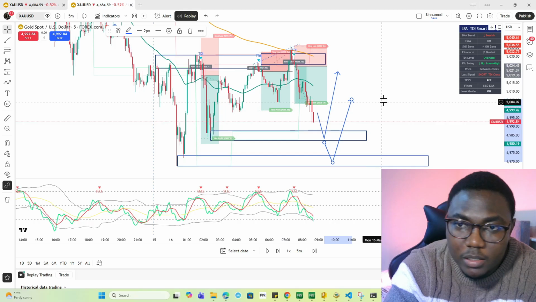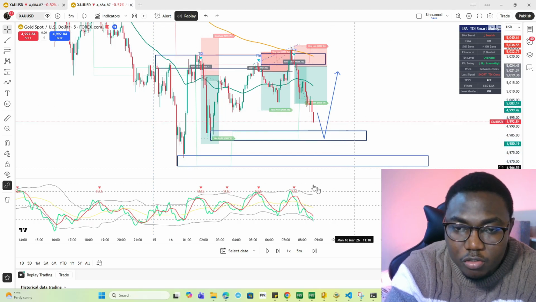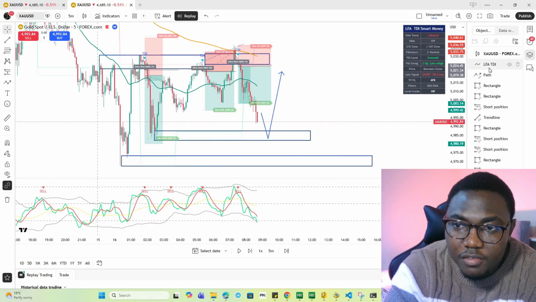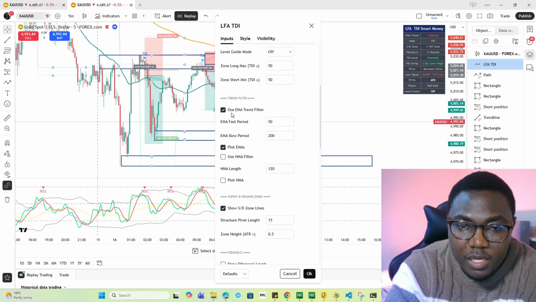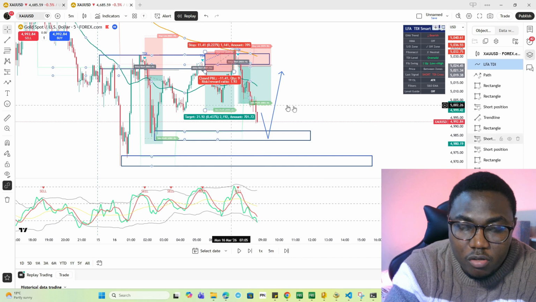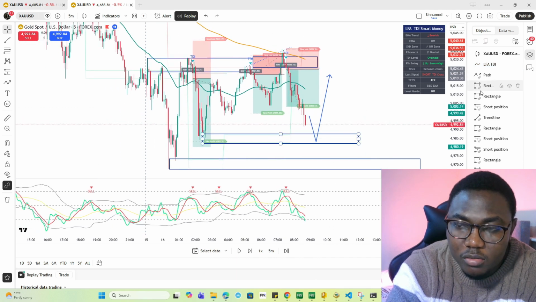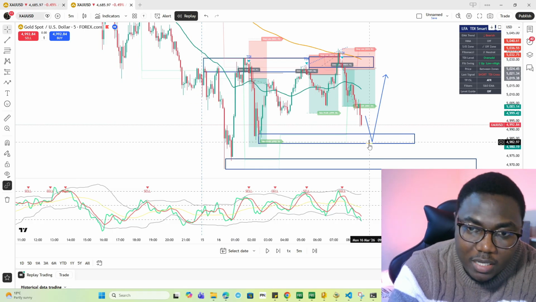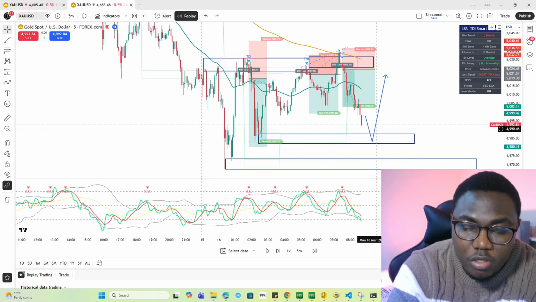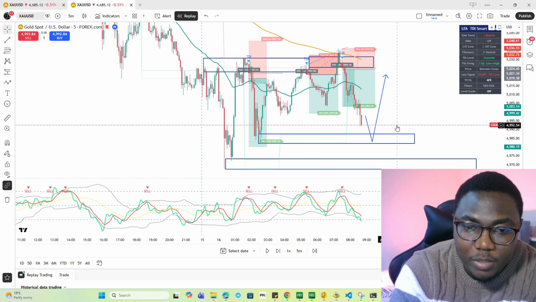Okay. Now, the TDI is not going to give you this signal because I already filtered by the trend. I just want to trade in line with the trend. So you can see that EMA filter is on, so it's not going to show me the buy. But I'm just explaining to you that the importance of this indicator is to help you visualize what is happening in the market.